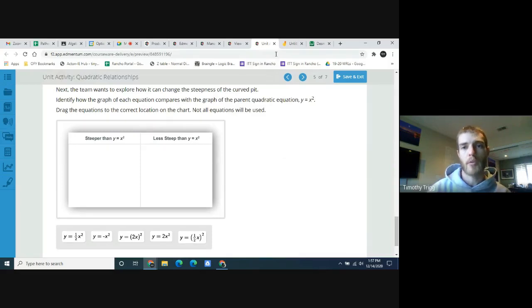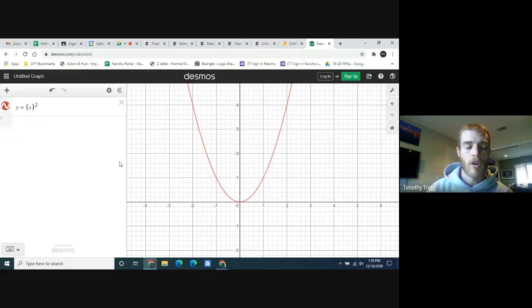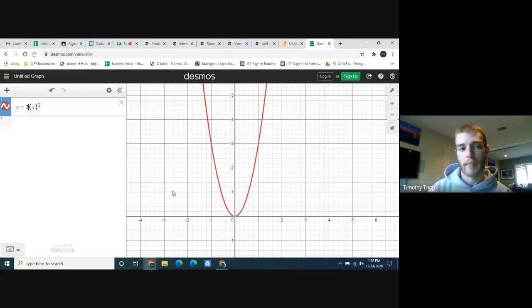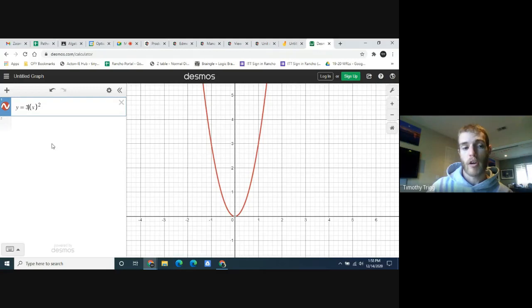Now we're going to talk about how to make the graph skinnier or wider. If I put a number out in front here that's greater than 1, let's say 3, notice it makes it skinnier, right? And the bigger the number, the more skinny it makes it. So if I change that 3 into a 30, much skinnier. Or how about a 300? Oh, much skinnier, right? So any number out there that's greater than 1 will make the graph skinnier.